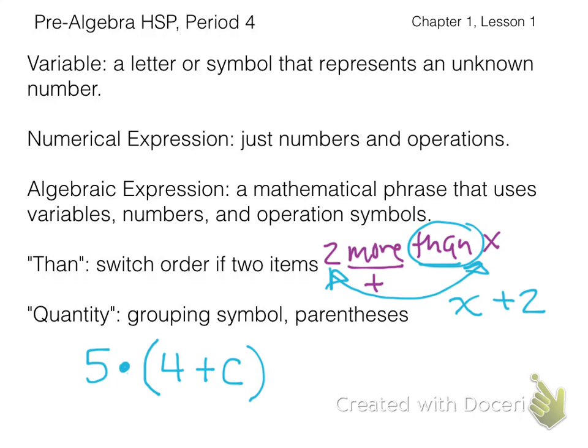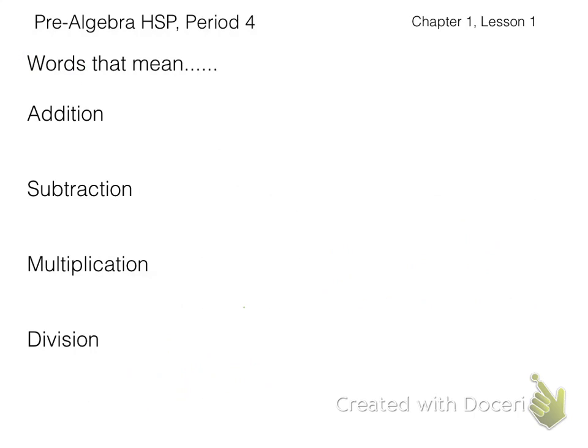So let me highlight it for you real quick. 5 times the quantity 4 plus c, or 4 plus the number c. So even though c is obviously not a number, c represents a number, and that's what we talked about when we talked about variables. All right, so let's move on to the next one.